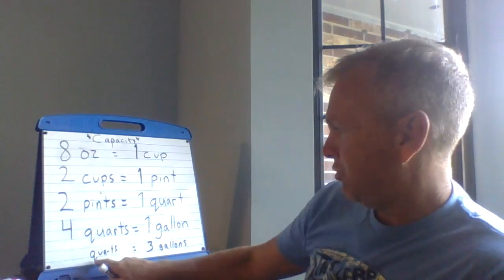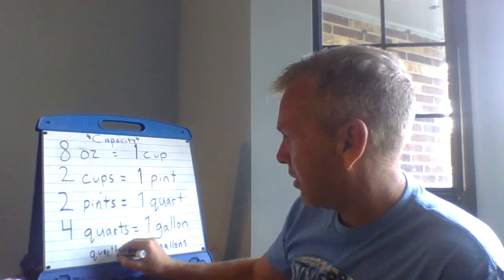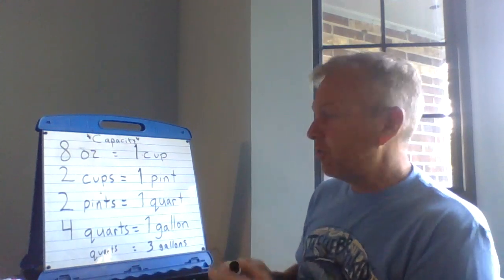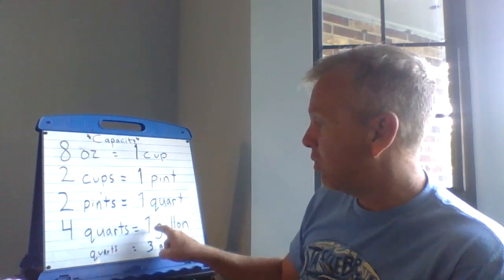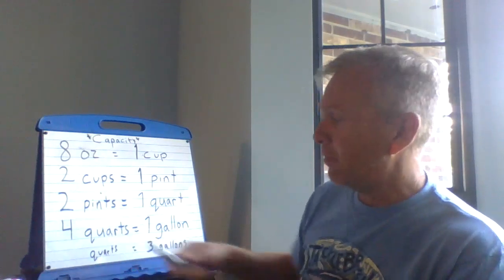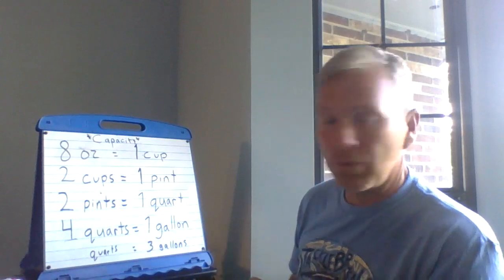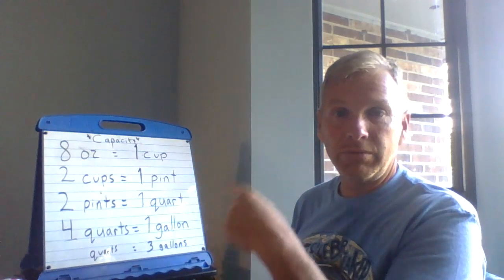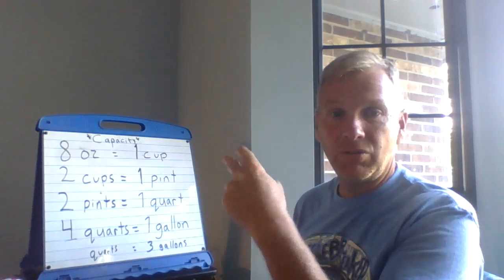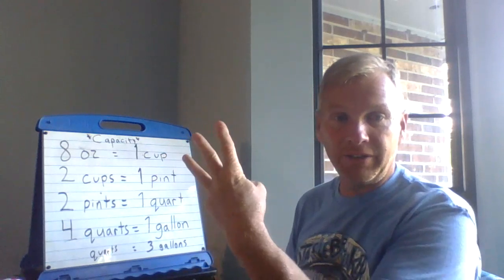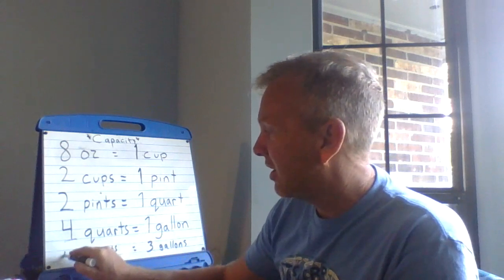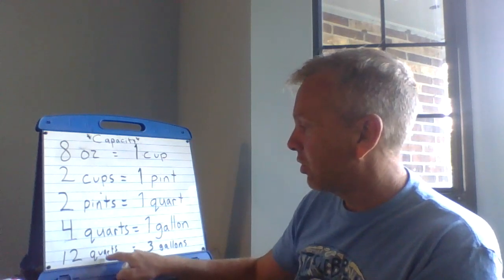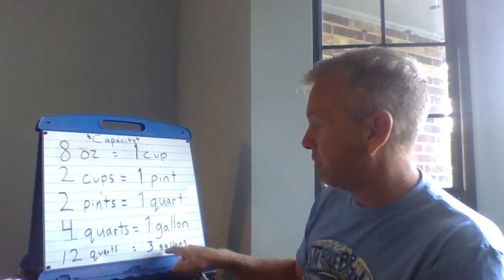Spell that right. Q-U-A, that's not really an R, R-T-S. So this is where I know that if it takes 4 quarts to equal 1 gallon, and I'm trying to get to 3 gallons, I'm going to skip count by the 4 quarts. 4, 8, 12. There's my 3 gallons. So I know it would take 12 quarts equals 3 gallons.